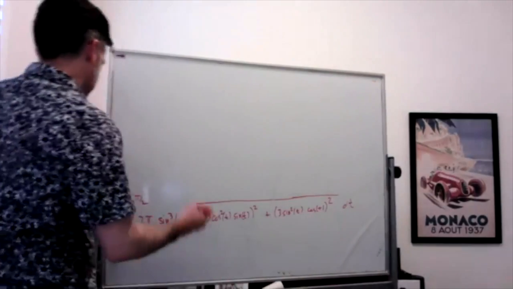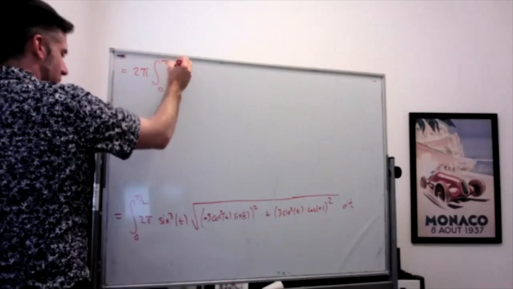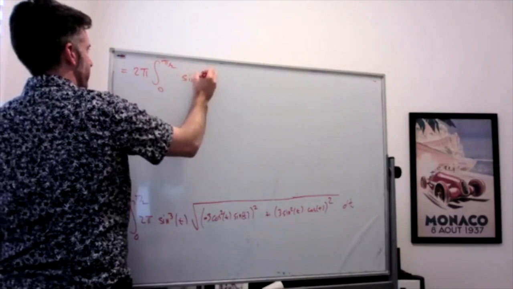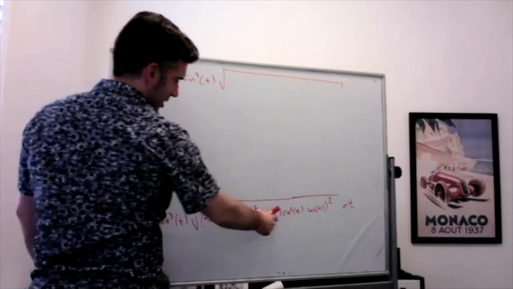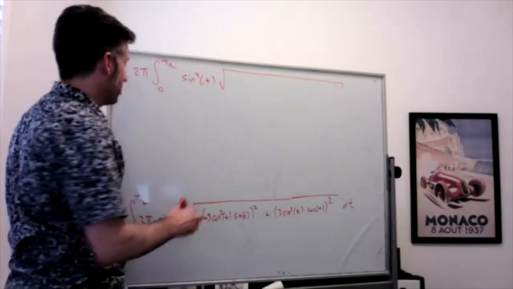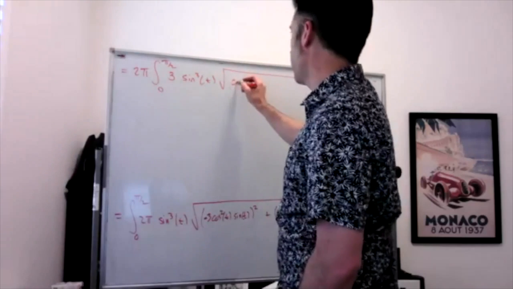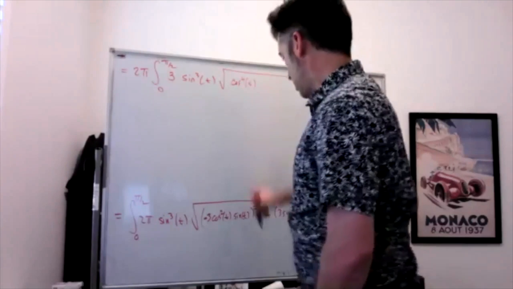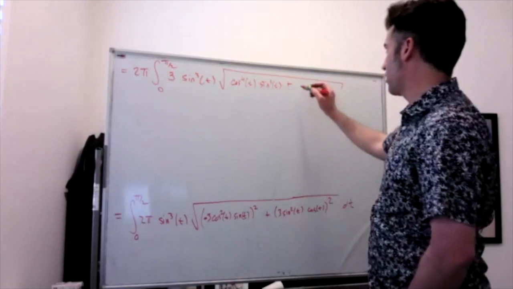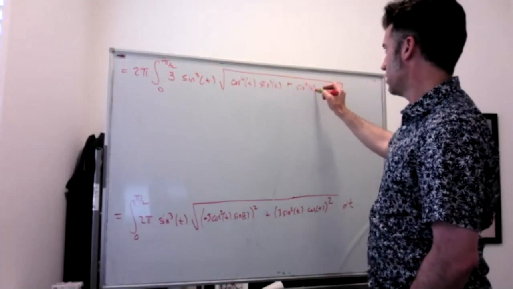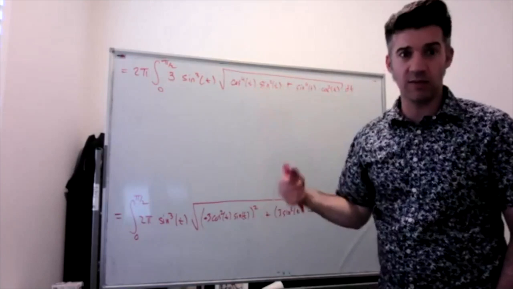All right, so now I have to simplify this. We end up with the integral from 0 to pi over 2 of 2 pi times sine cubed times the square root of, let's see, there's a 9 here and a 9 here. I can factor out a 9, and the square root of 9 is 3. So let's factor out a 3. And then I'm left with a cosine to the 4th times a sine squared, plus a sine to the 4th times a cosine squared.